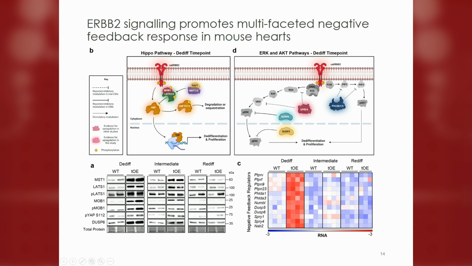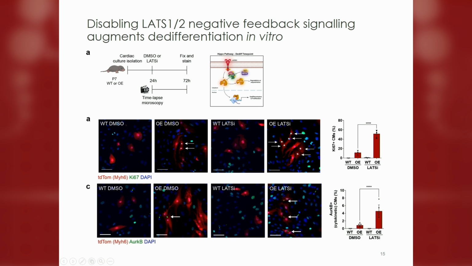This is what now pushes back the redifferentiation phenotype, as seen here. So what happens if we stop this negative feedback loop? We are using a very strong LATS1-2 inhibitor in culture. When you activate ERB2, you have about 14% of cardiomyocytes in culture, and it's not low. This is P7 culture, Ki67. Look what happens when you block the HIPPO pathway.